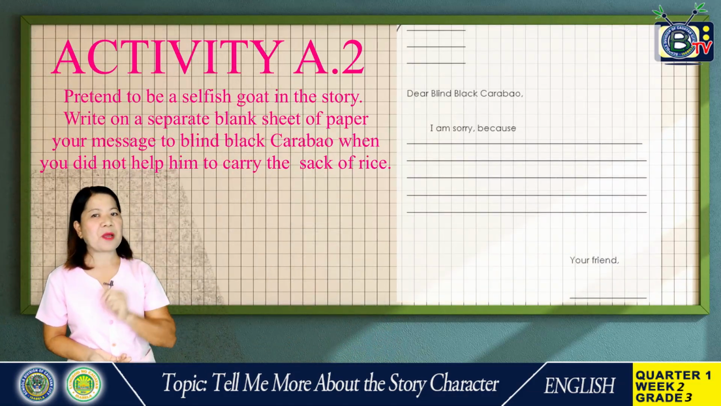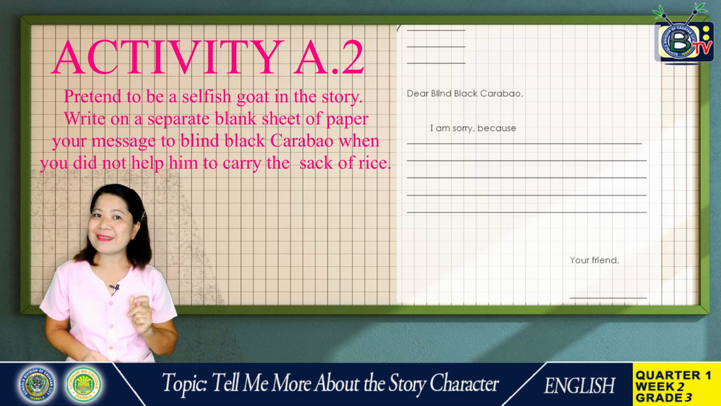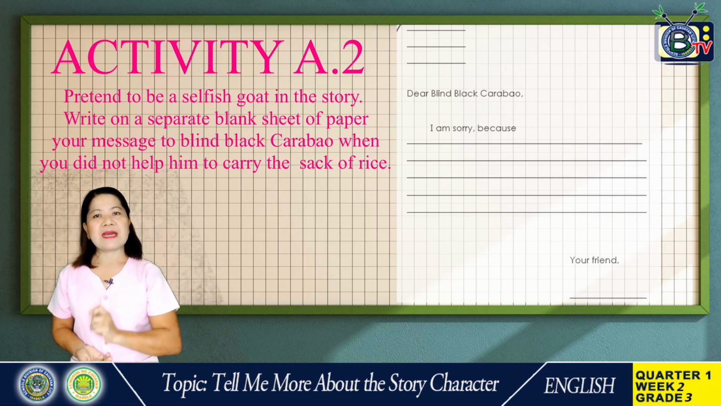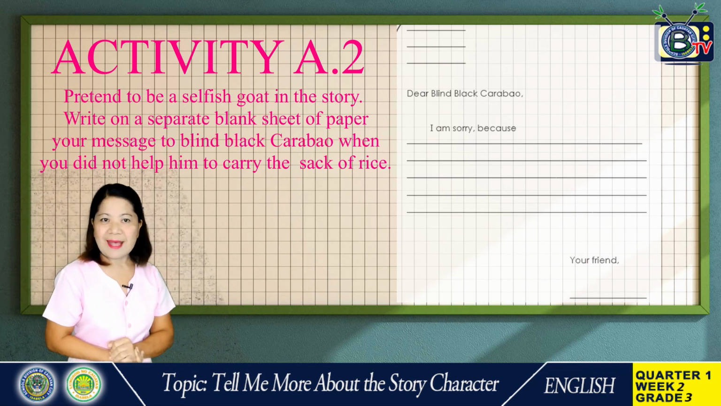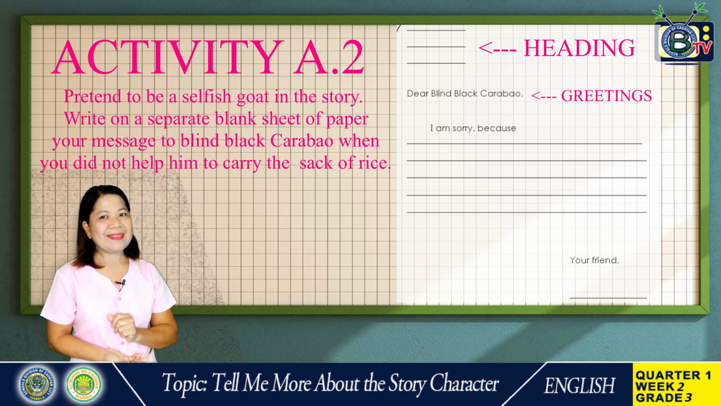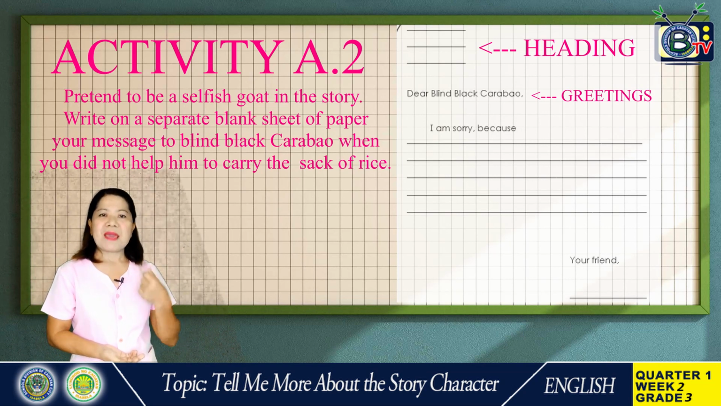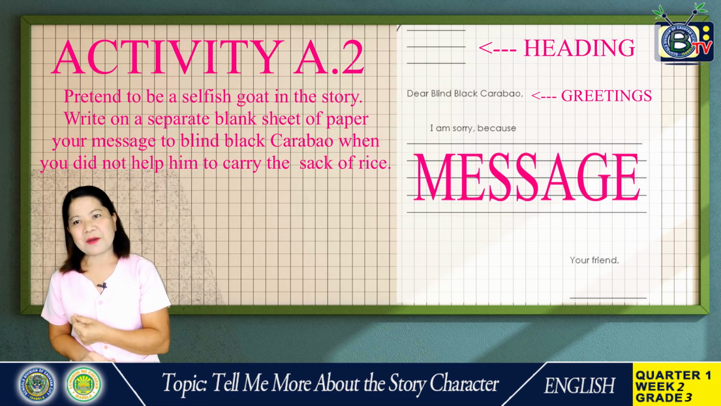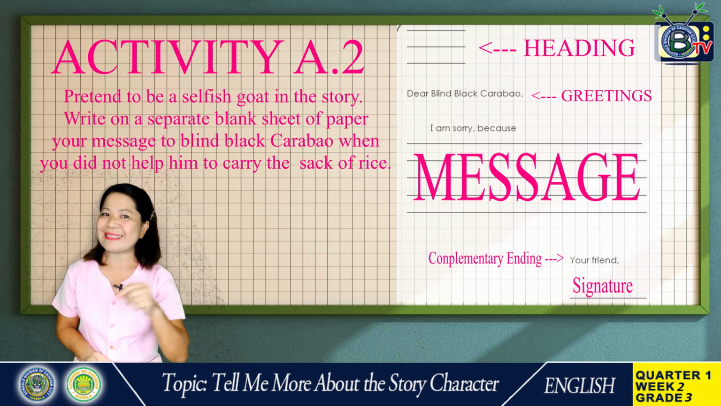Can you still remember the proper way of writing a letter, children? First, in writing a letter, you must write your address and the date first, or we call it the heading. And then, the greetings. Next is your message. You can now write your message to the blind black Carabao. And finally, the complimentary ending or your signature.